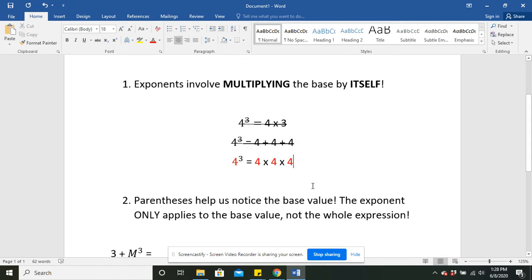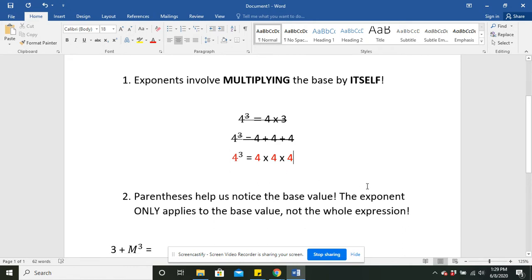So we want to make sure that we're remembering this really basic idea. In an exponential expression, you multiply the base by itself, whatever number the exponent includes. Here, 4 is our base, 3 is our exponent, so we multiply the base by itself 3 times.